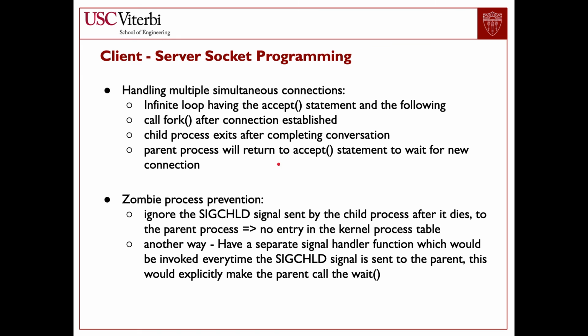Now, a real world server would have the ability to handle multiple simultaneous connections and it will run forever, right? So for that, we use an infinite loop so that it never dies. We'll be using the fork system call to create a different process as and when we get a new connection, right? The child process, which signifies a new connection, will exit after completing the conversation. So after exchanging data from client to server and server to client, it'll exit, and the parent process will return to the accept statement to wait for new connections.